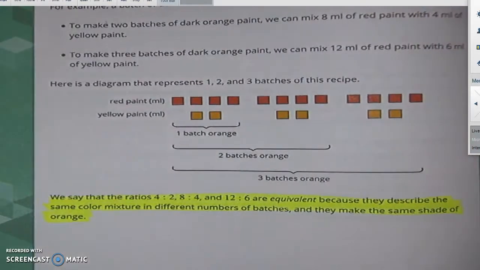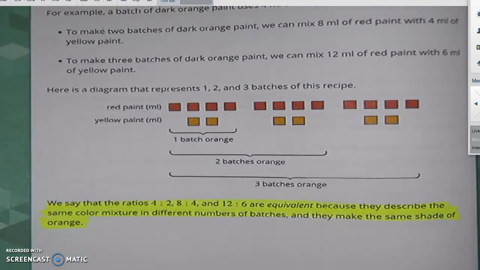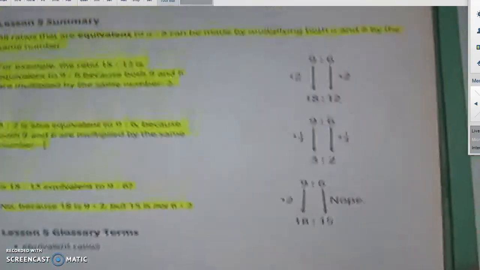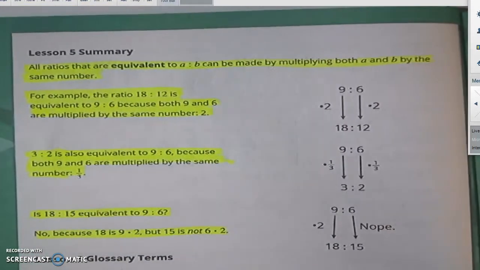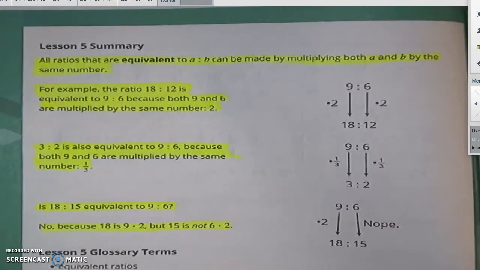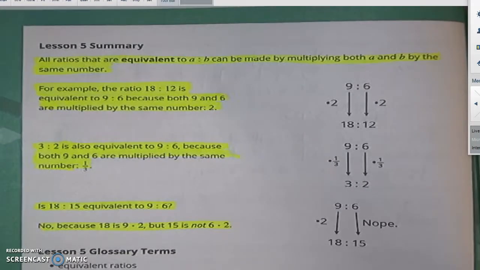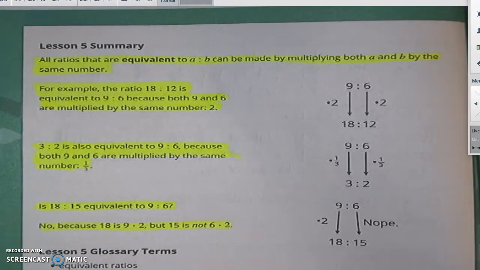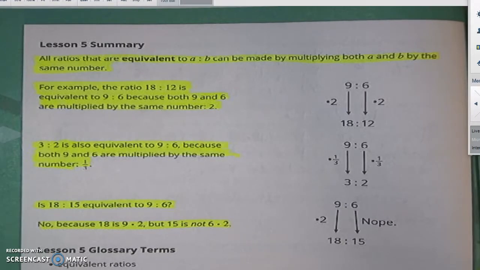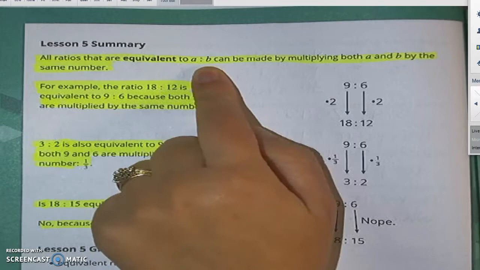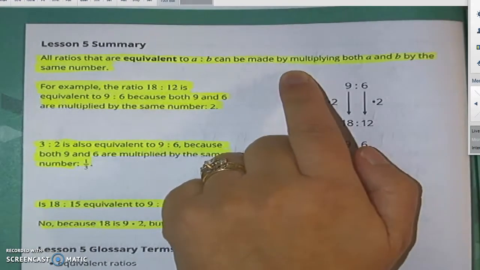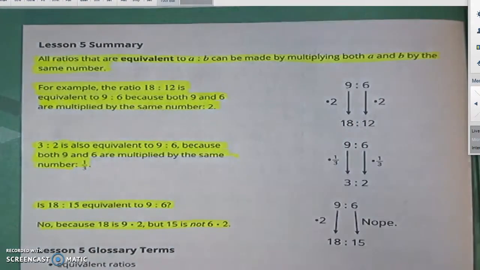Then we're going to flip over to the lesson 5 summary, which is on page 32. So if you want to pause this to highlight all of that, and then play it to listen to the explanation. No, you can't skip the explanation. All right, all ratios that are equivalent to A to B, and A and B can stand for any two numbers, can be made by multiplying both A and B by the same number.